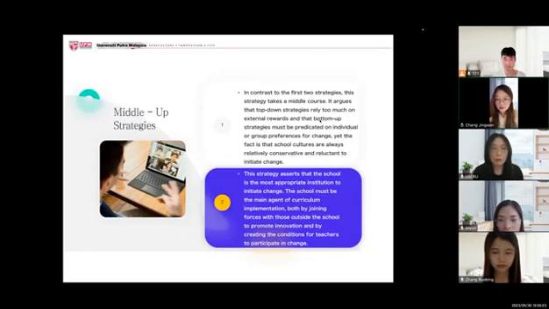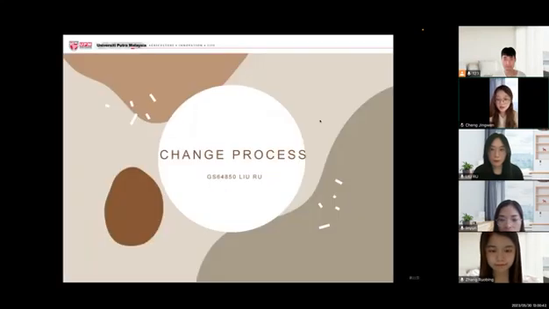The school must be the main agent of curriculum implementation, both by drawing factors from outside the school to promote innovation and by creating the conditions for teachers to participate in change. So that's all my part. So next, welcome my partner Liu Ru to her presentation.